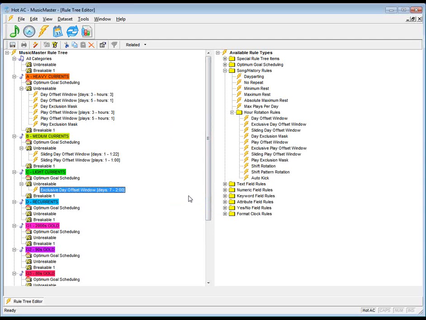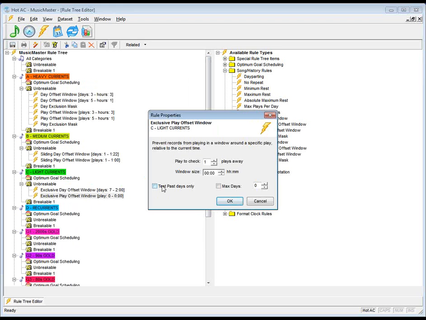Just like that, we've got the exclusive play offset window as well. This one's not quite as commonly used because this is telling it to only check a specific play in the past. So we could tell it to only look at the 5th time back that the song played and make sure it stays outside of that sliding 1-hour window, which would be plus or minus 30 minutes.